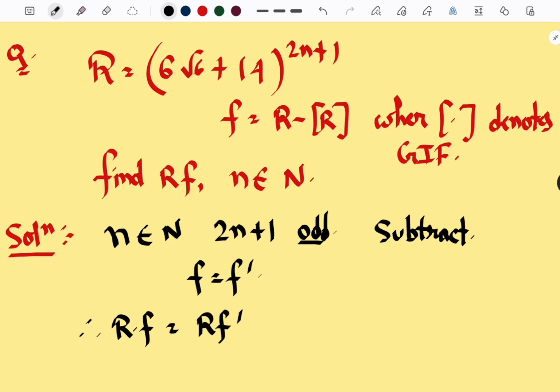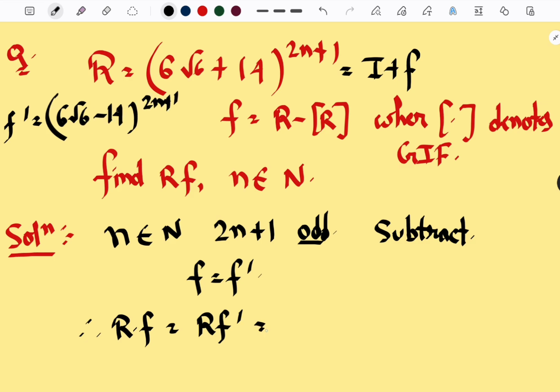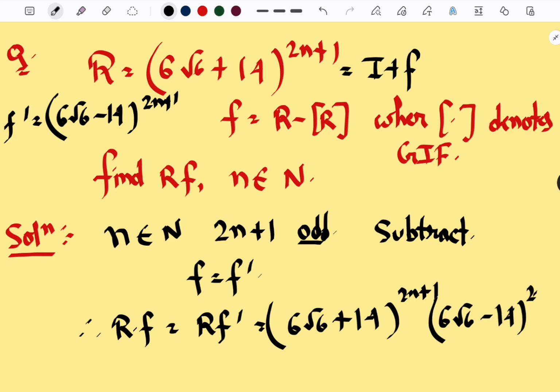Now if R is equal to I plus F, then what is F dash equal to? What we used to do is write (6 root 6 minus 14) to the power 2n plus 1. So R into F dash will be equal to (6 root 6 plus 14) to the power 2n plus 1 into (6 root 6 minus 14) to the power 2n plus 1. So this is equal to (216 minus 196) to the power 2n plus 1. So this is 20 to the power 2n plus 1.